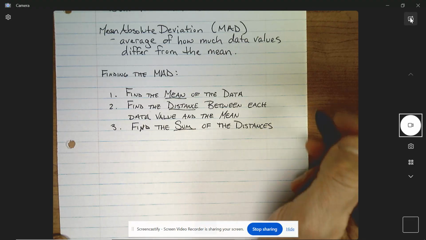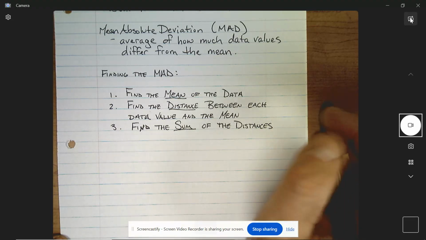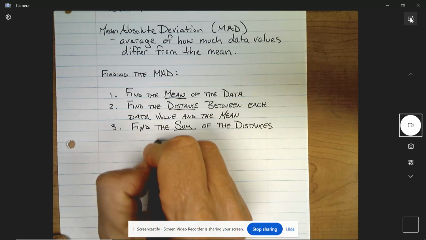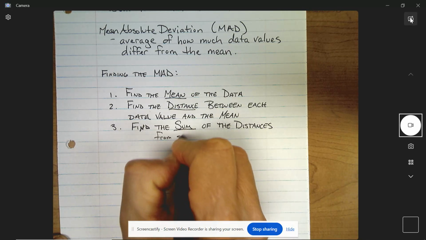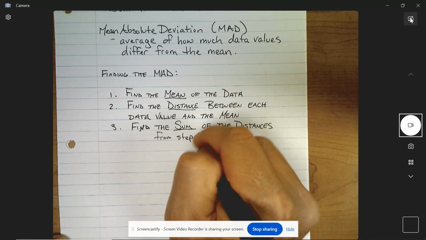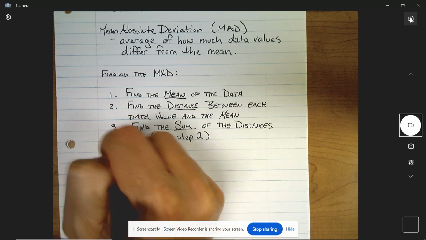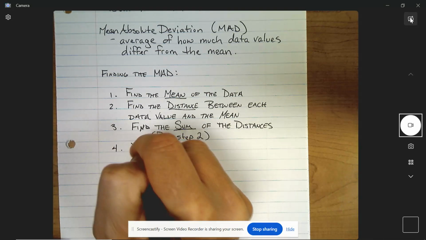We're finding the average of the averages. That is a crazy thing to do. So, of the distances, and we're doing that from step 2. Okay. Find the mean, find the distance, find the sum, and then finally step 4, we're going to divide.